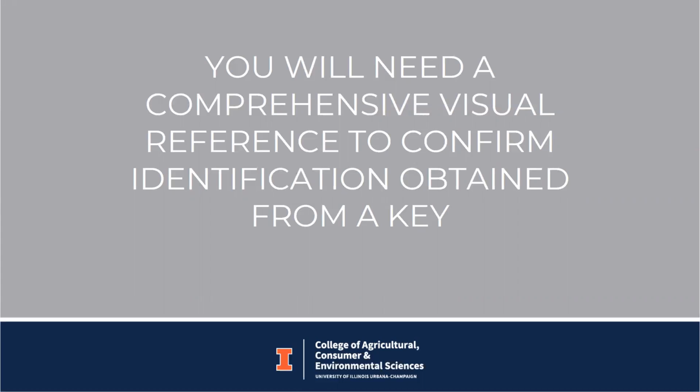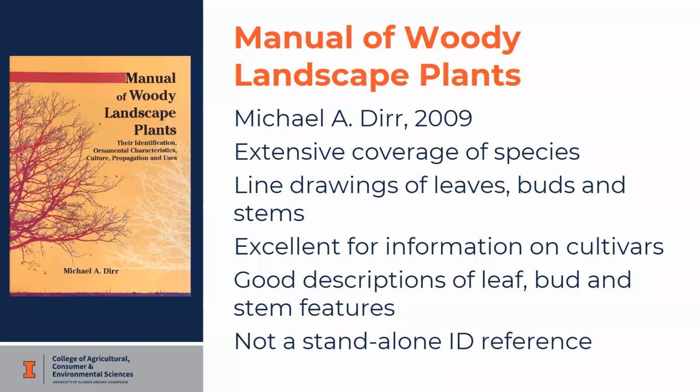Just the last part of this, I wanted to talk about a couple of things with visual references. So once you've identified your plant, you sometimes will need to compare that to other illustrations or in some cases photos to confirm that you have that identified. One of the books that we use in the landscape industry is Manual of Woody Landscape Plants, written by Michael A. Dirr. Extensive coverage of species, lots of excellent high detail line drawings of buds, leaves, stem tissues, and great information on the culture many of these plants require.